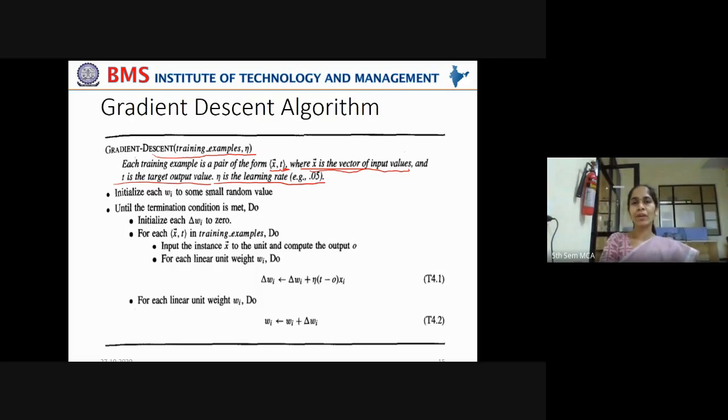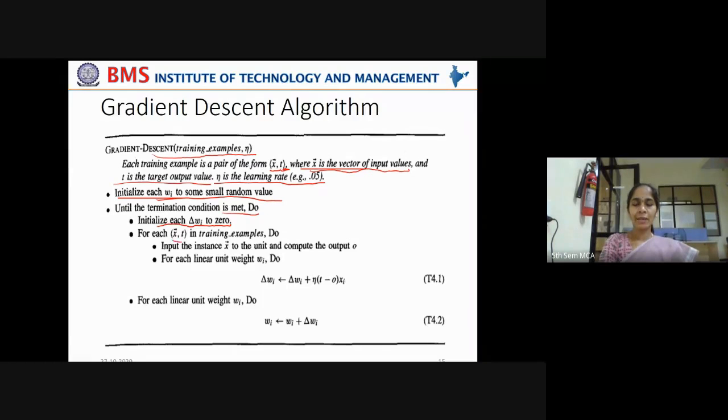You can fix it somewhere around 0.05. Later you can reduce it to 0.01. Later you can reduce it to 0.001 in order to arrive at the perfect global minimum or an approximation of the global minimum. Now initialize each wi to some small random value. We start with some random weights. Until the termination condition is met, repeat the following. Initialize each delta wi to 0. Initially assume that there is no change in the weights, so delta wi will be 0.